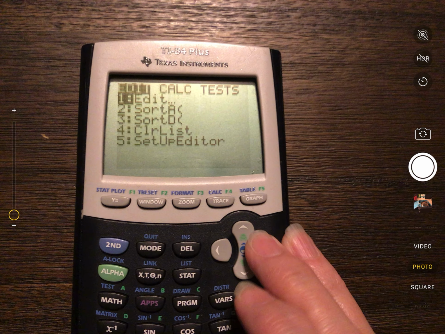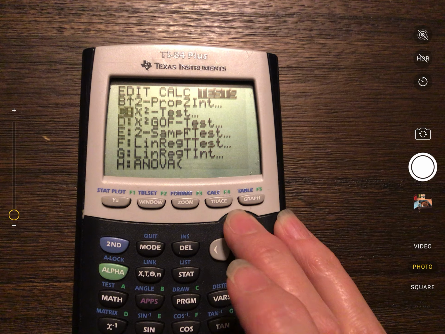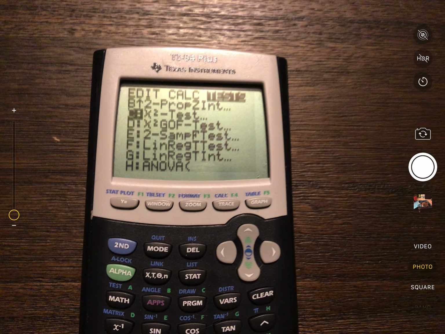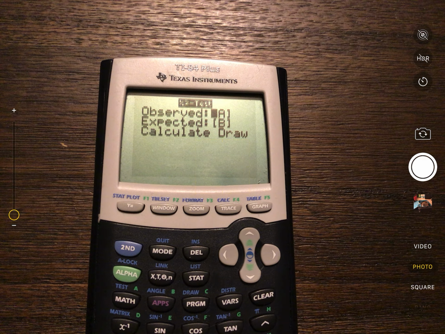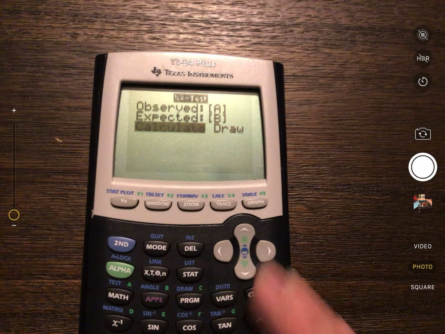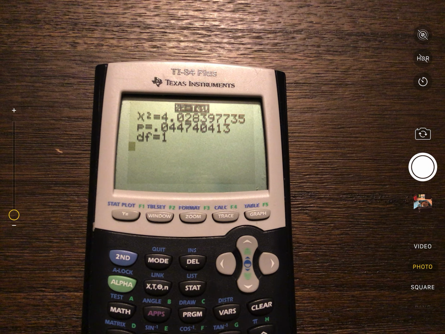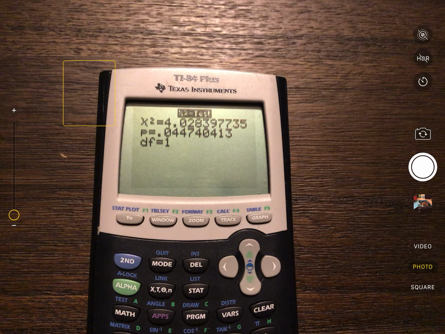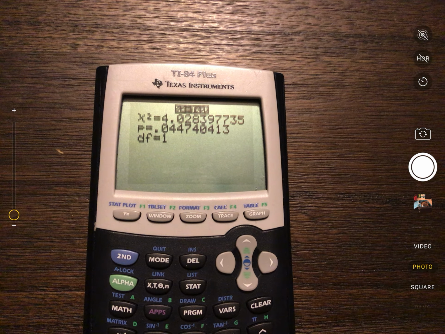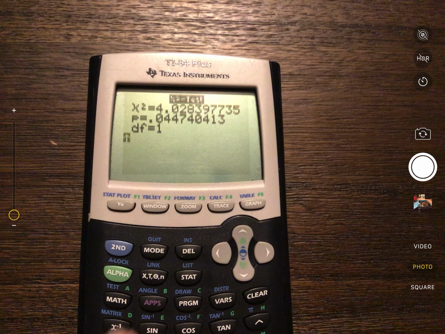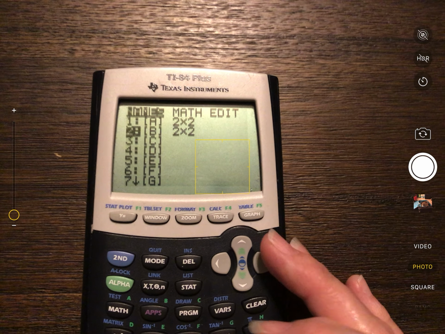So I'm going to do stat over to tests and up to the chi-square test. Remember, not the chi-square GOF, goodness of fit test, just the chi-square test. So I'm going to hit enter on that. My observed are in A. It's actually asking where we want the expected, which I love. Yes, go ahead and put them in B. Calculate. So now it gave me my chi-square statistic, and it gave me my p-value and degrees of freedom. And so I usually go ahead and write those down, but I think I'm going to come back to this in a sec. I'm going to go ahead and look at the matrix, and we want to look at B.